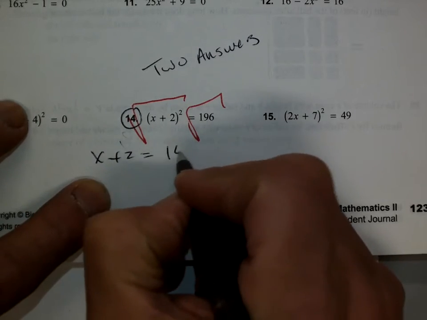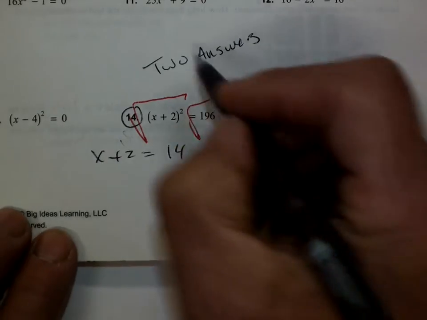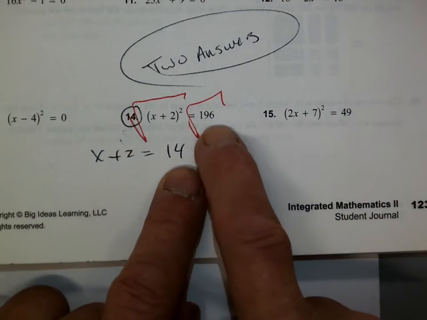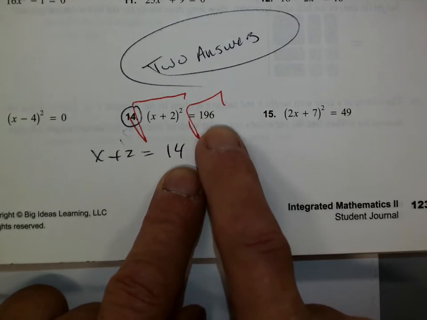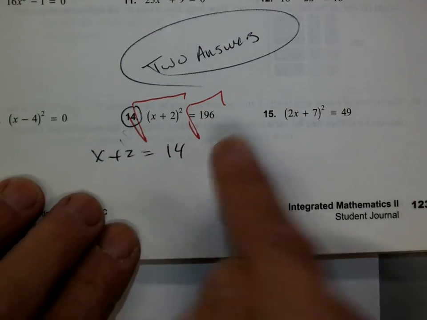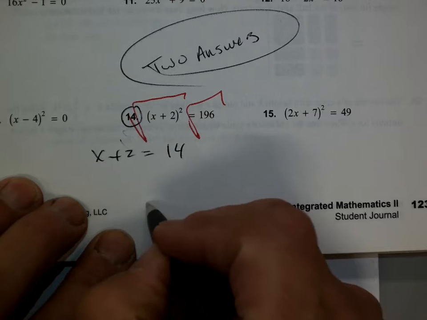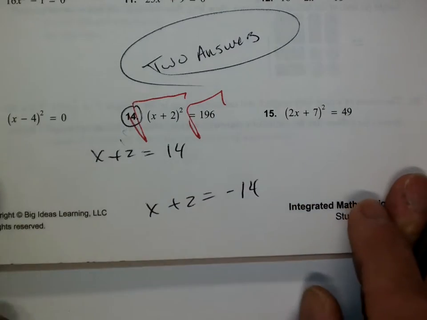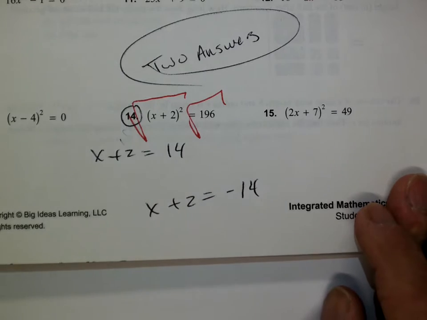equals 14. But there's two answers, because a negative 14 times a negative 14 also makes 196. So there's two answers. The other is going to be x plus 2 equals negative 14. You need the positive and the negative. So when you take a square root, remember there's two answers, a positive and a negative value.